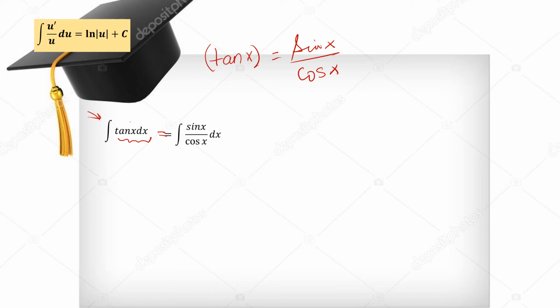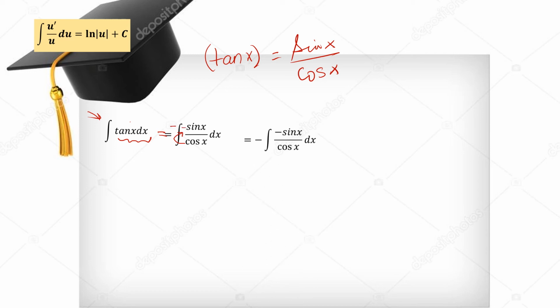Now here tangent x is written and we have not studied any integration formula with the tangent x. We didn't memorize this. So it is better to write the tangent x as sine x over cosine x. Now check, the derivative of cosine x is negative sine x. So the negative is not present. So write the negative inside, negative outside.